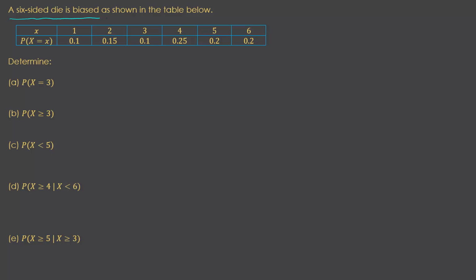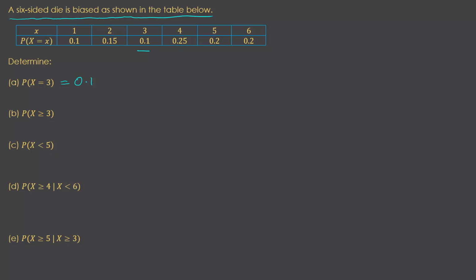The six-sided die is biased as shown in the table below. We want the probability that x is equal to 3. Well, we can read that from the table. That's just 0.1.